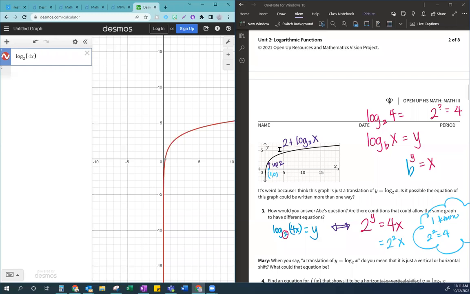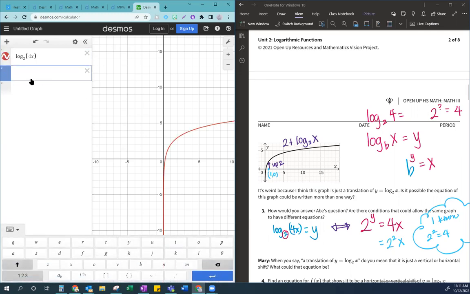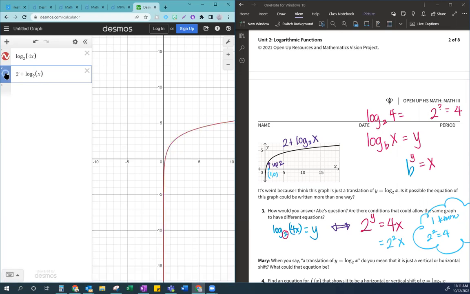See that 2 right there? I wonder if that's a coincidence. We'll see. Okay, if that's true, then I should be able to graph it here. I'm just going to copy this so that it makes my life a little easier. So first it's log base 2 of 4x, and then they said go 2 plus. Oh, it is the same. Look, if I take them off, it's the same function. Do you guys all see that?